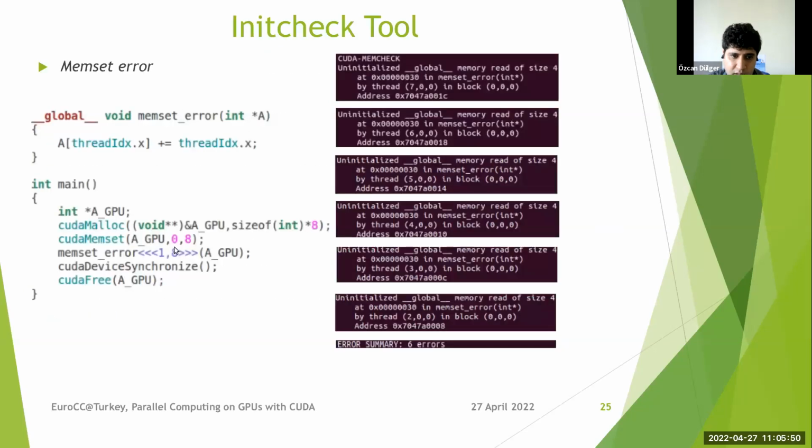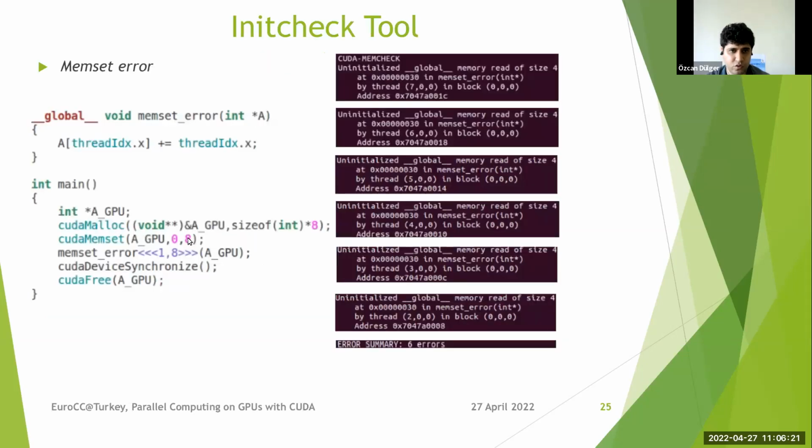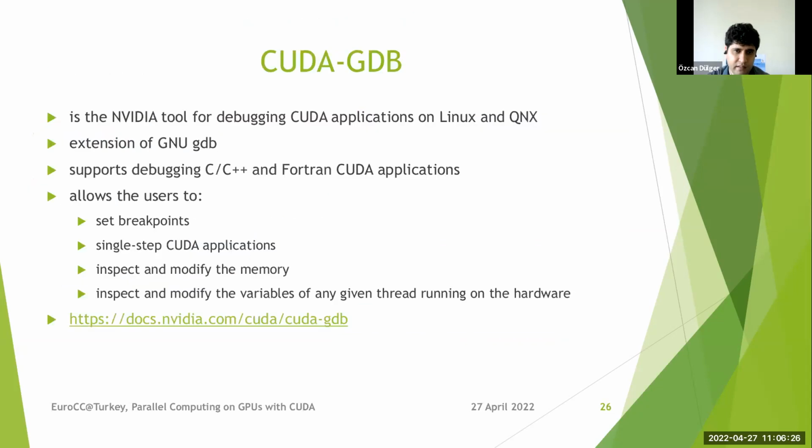How can we overcome this problem? In CUDA mem set, for the third parameter, if we replace 8 with 32, since each element takes 4 bytes and we have 8 elements, in total we must enter 32 bytes for the third parameter of CUDA mem set. Okay, we conclude the CUDA mem check tool now.